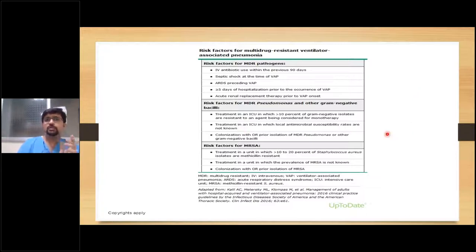Treatment in an ICU in which local antimicrobial susceptibility rates are not known, or colonization or prior isolation of MDR pseudomonas in the previous cultures. MRSA is again the same. If of the isolated staph aureus, more than 10 or 20% are methicillin resistant, and in a treatment unit in which the prevalence of MRSA is not known, or colonization. So these are risk factors which we have to think about.